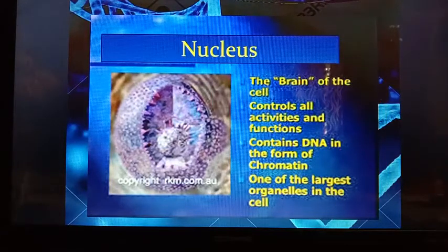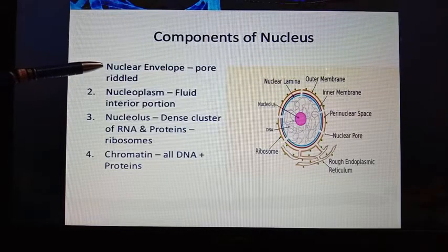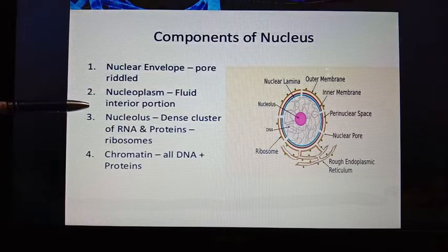Next is nucleus. Nucleus is known as the brain of the cell as it regulates all cellular activities and functions. It is discovered by Robert Brown. It is mainly spherical or oval in shape. Nucleus mainly contains 4 components: nuclear envelope or nuclear membrane, nucleoplasm, nucleolus, and chromatin fibers.